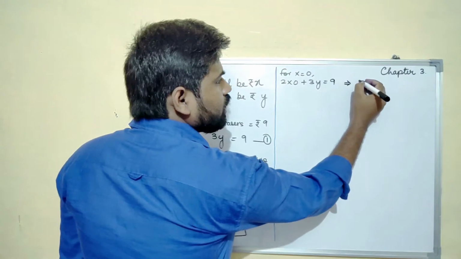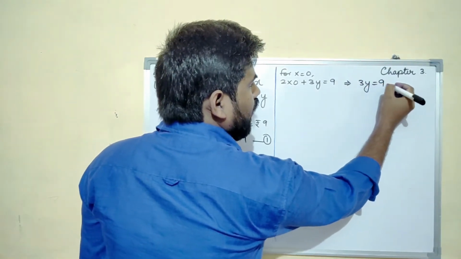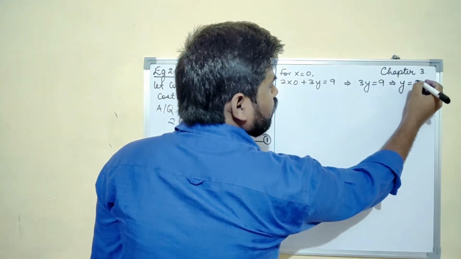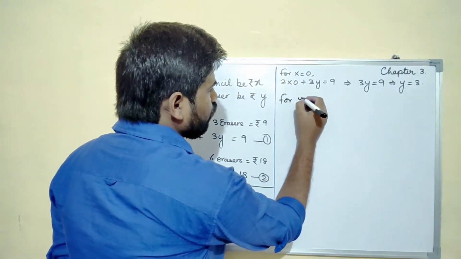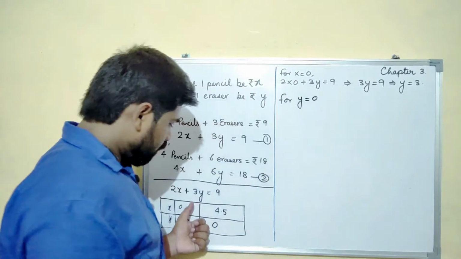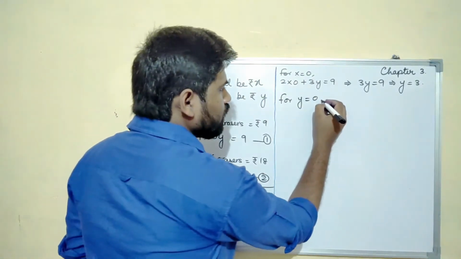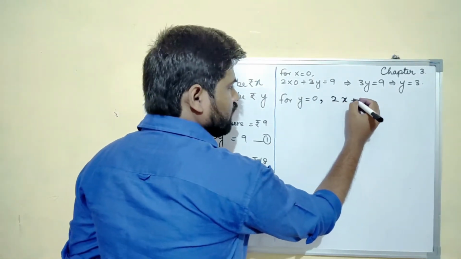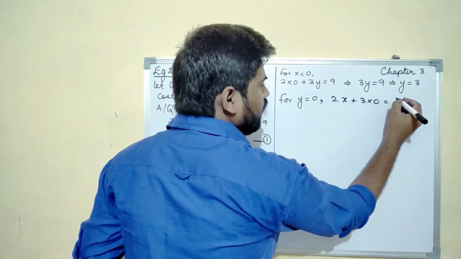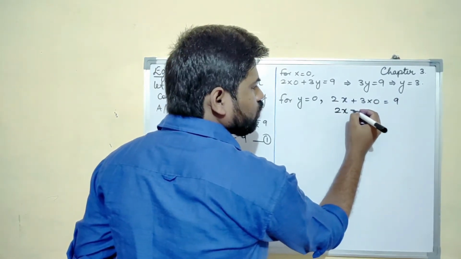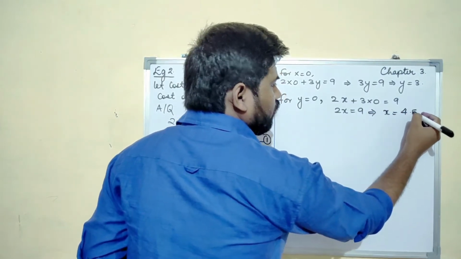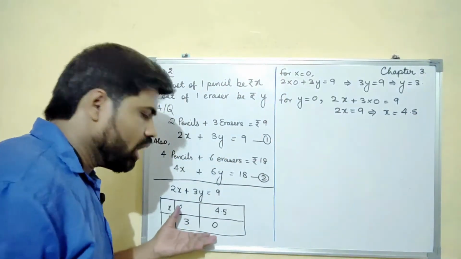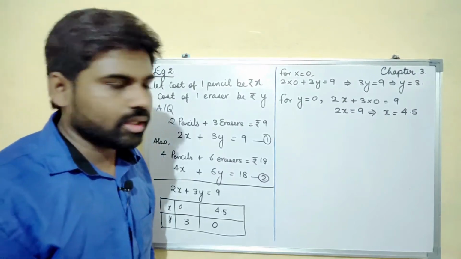This will yield 3y equals 9 and y equals 3. Now let us put the value of y as 0. For y equals 0, putting y equals 0, you will get 2x plus 3 into 0 equals 9. That means 2x equals 9, which will yield x equals 4.5. So this is how we calculate the points for the plotting.